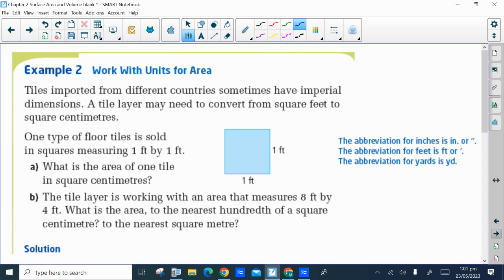Tiles imported from different countries sometimes have imperial dimensions. A tile layer may need to convert from square feet to square centimeters. One type of floor tiles is sold in squares measuring 1 foot by 1 foot. What is the area of one tile in square centimeters?